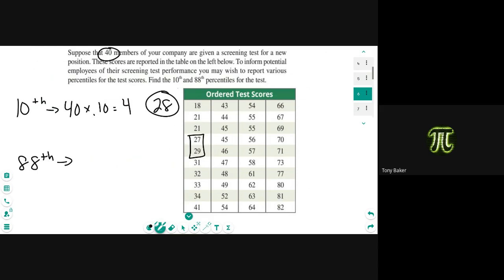88th percentile, 40 times 0.88, which is what? 35.2. So that means that is not an integer. So I'm going to take the 36th number. But you always round up. Always round up. So that would be 73.